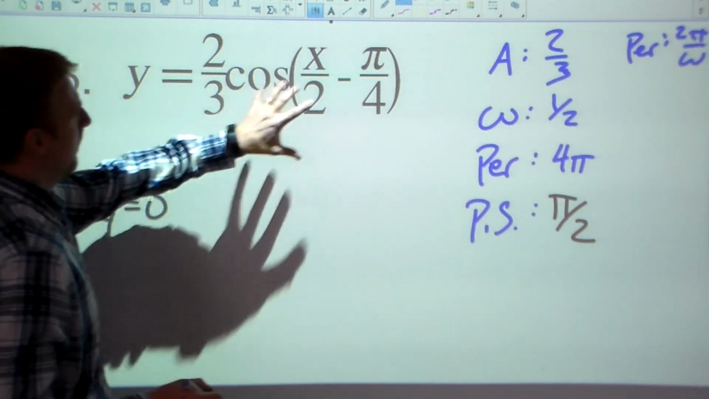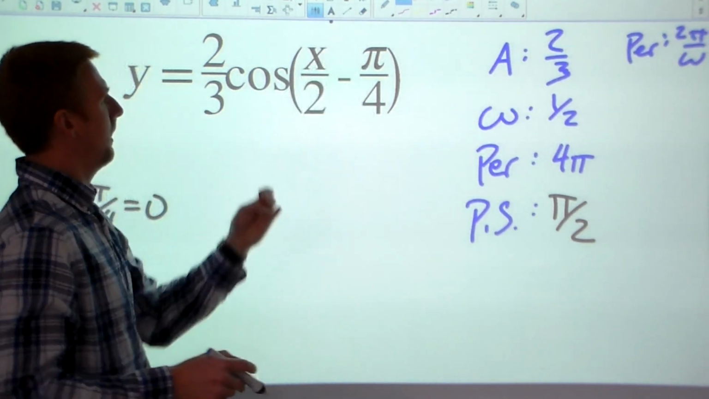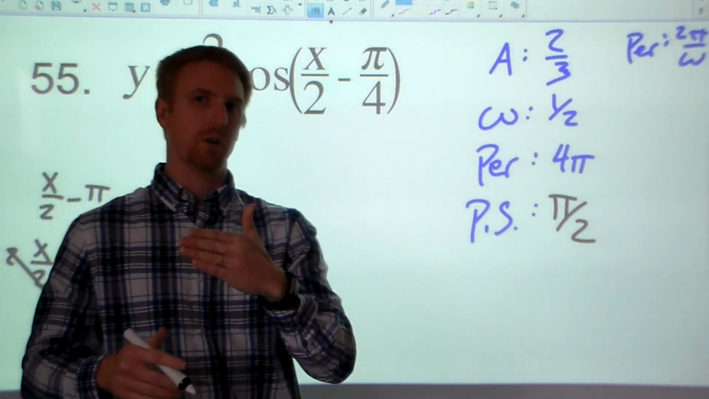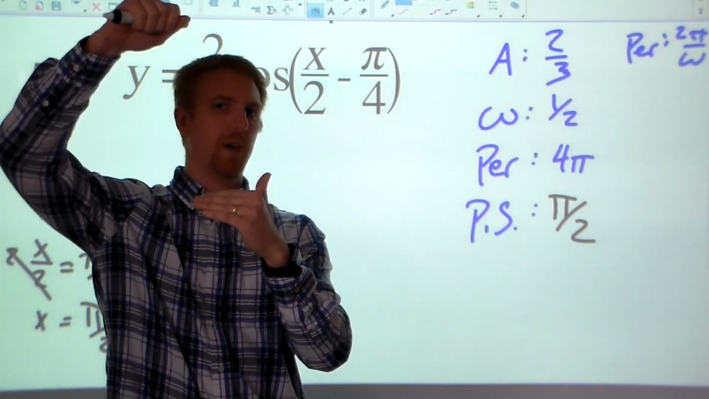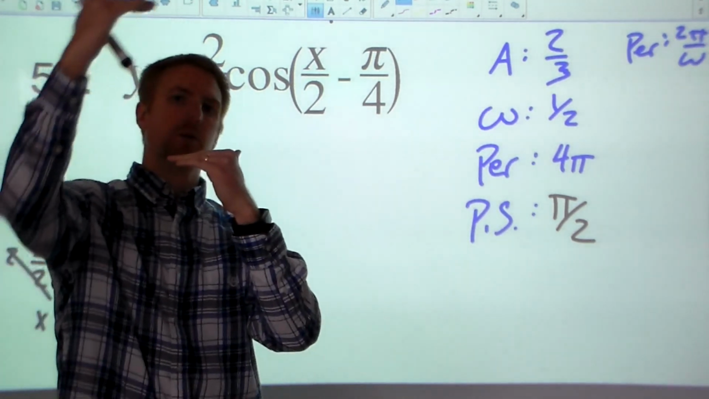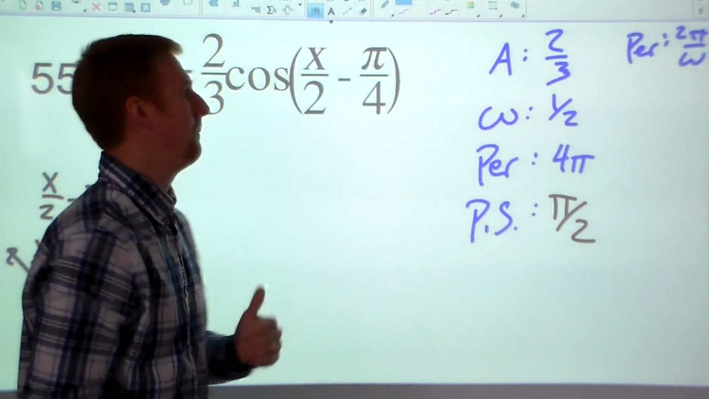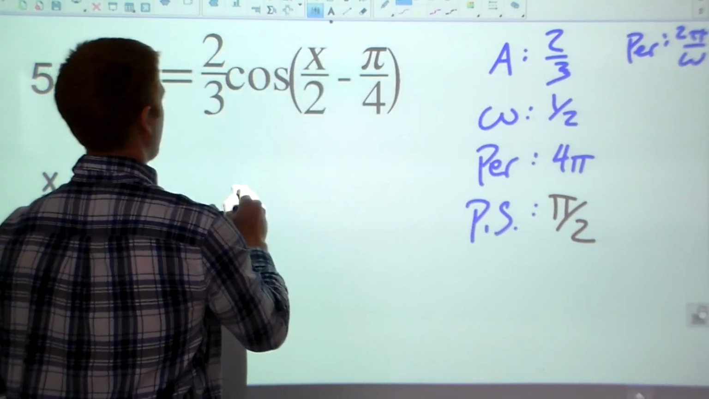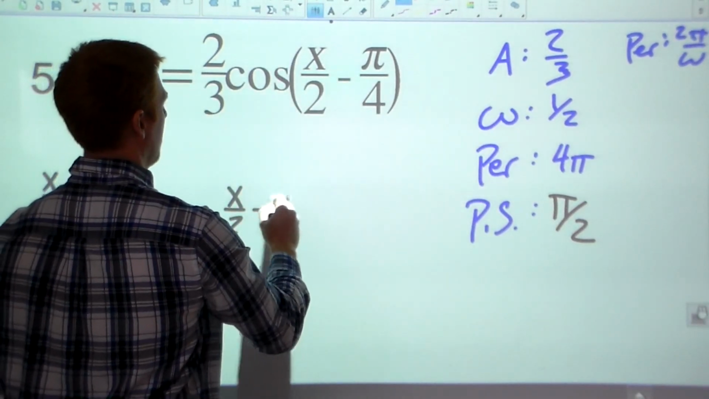So, cosine. Now usually we start cosine at 0, but the y value is at 1. So just keep that in mind when we go to graph. Typically, one full cycle of cosine ends when we get back to 2 pi. So I'm going to take this stuff and set it equal to 2 pi.